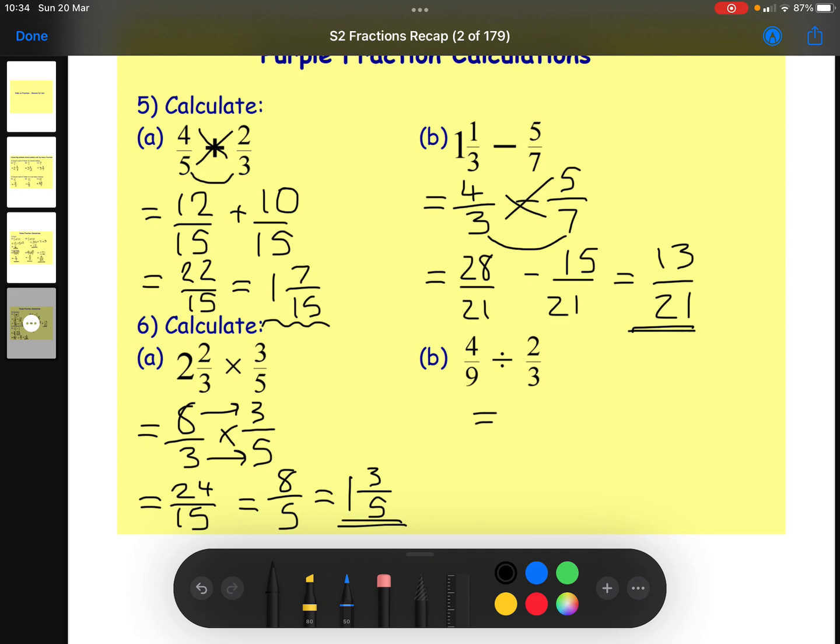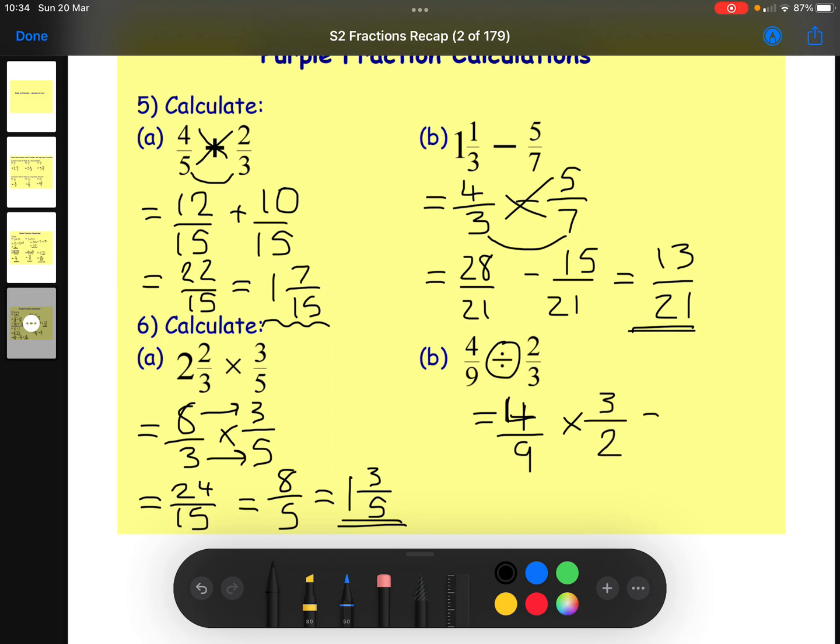Question 6b. We've got to divide fractions. We use the mantra keep, change, flip. Now that's because to create this calculation, we keep the first fraction, 4 over 9. We change the divide symbol to a multiply. And we flip the second fraction, so that becomes 3 over 2.